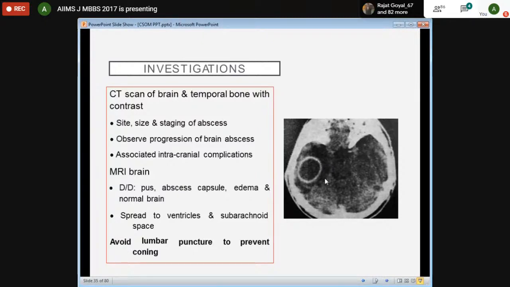MRI is the same thing, and we should avoid doing lumbar puncture in case of brain abscess to prevent coning of the cerebellum, which may lead to complications. We should not do lumbar puncture. If you suspect that the patient has a brain abscess or increased intracranial tension, don't go for lumbar puncture.